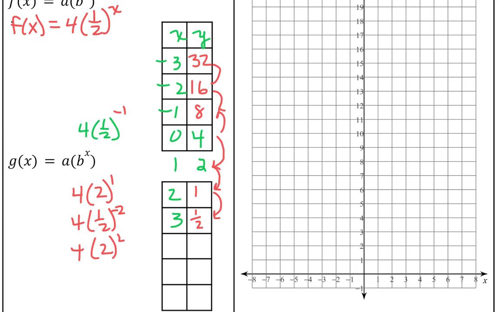If x is -3, y is 32. That's way, way up there, won't fit on the graph. If x is -2, y is 16. If x is -1, y is 8. If x is 0, y is 4. And just pointing out again, there's that y-intercept at that coefficient. Let's see, when x is 1, y is 2. When x is 2, y is 1. When x is 3, y is 1/2. This function decreases.